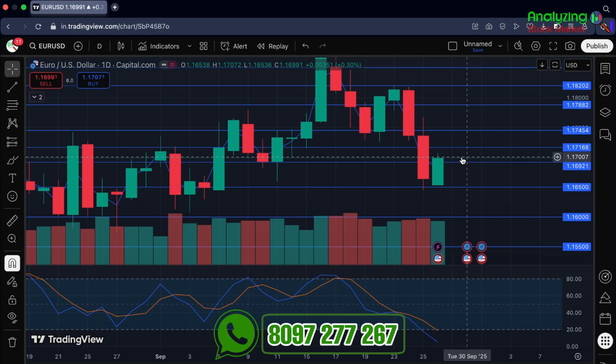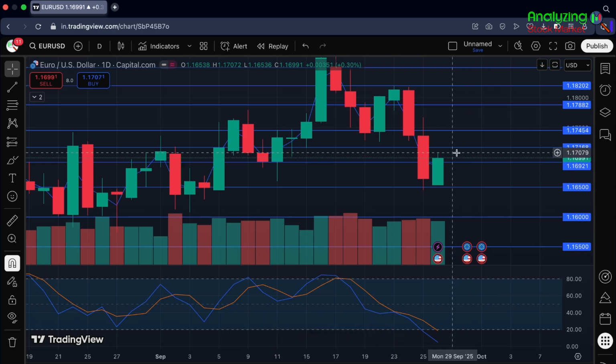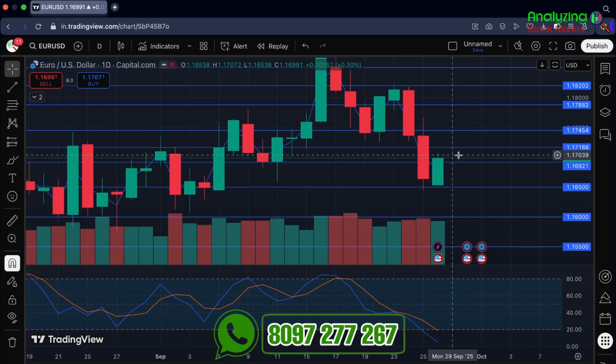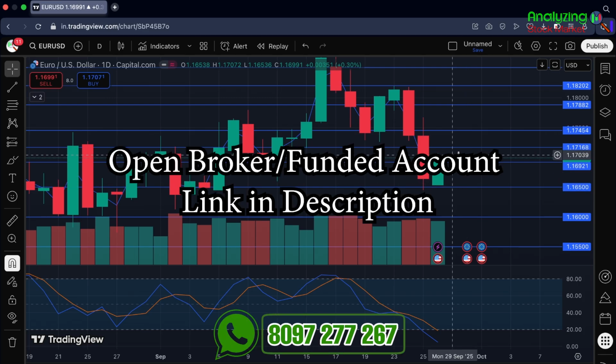Now let's talk about my opinion on Euro USD for this week. My expectation for this week is a bit positive. I'm expecting a positive move in this range, that is 1.17168 to 1.17454. I'm expecting a closing in this range till Friday. If you're looking for any bearish trade, then only look for a bearish trade if 1.16921 gets breached and a one-day candle closes below this, then we can go for a short position till 1.16500. So these are important levels that you need to follow. Overall my expectation is positive.